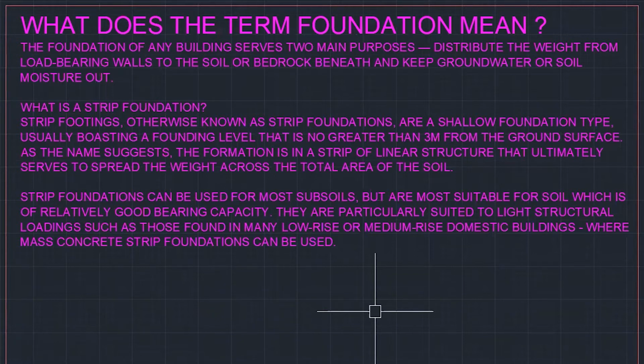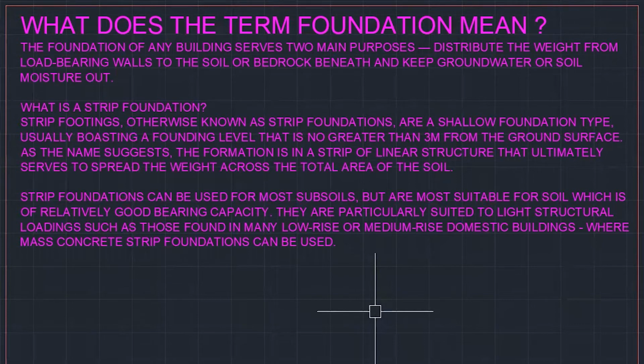What is a strip foundation? Strip footings, otherwise known as strip foundations, are a shallow foundation type, usually boasting a founding level that is no greater than 3 meters from the ground surface. As the name suggests, the formation is in a strip or linear structure that ultimately serves to spread the weight across the total area of the soil.